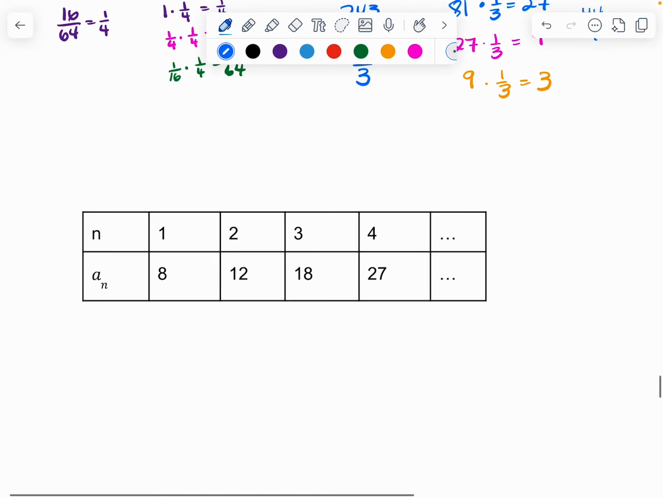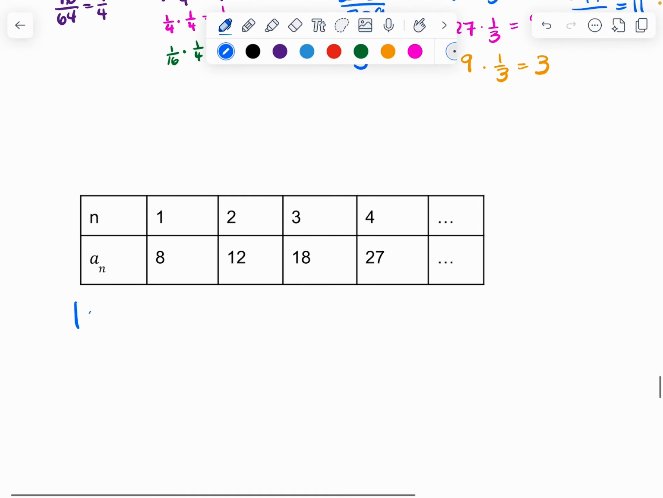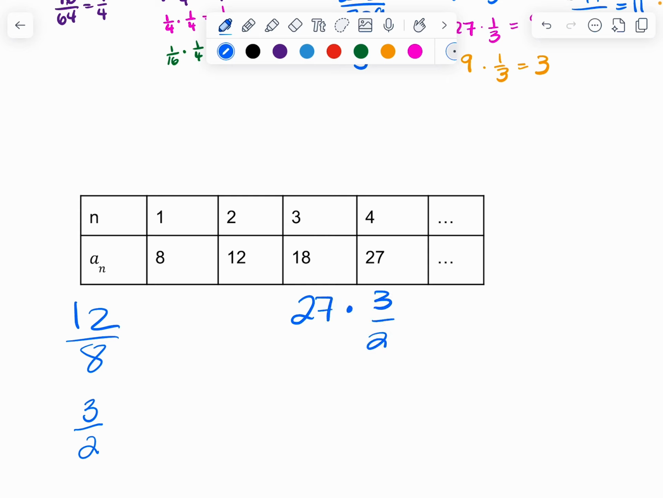Sorry about that. So this one, 12 over 8. If I simplify that, I'm going to get 3 over 2. So I'm multiplying by 3 over 2. So I'm going to take 27 and I'm going to multiply that by 3 over 2. Did I do that right?